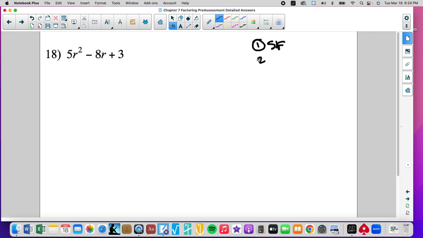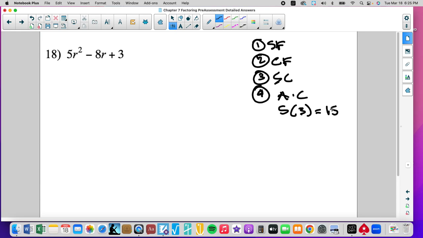Standard form. Yes, it's in standard form. Common factor. No. Special case. No. And let's do A times C. A is 5. C is 3. 15. Factors of 15 are 1 and 15. 2, no. 3 and 5. And we're done. This is a positive, so positive means the signs are the same.